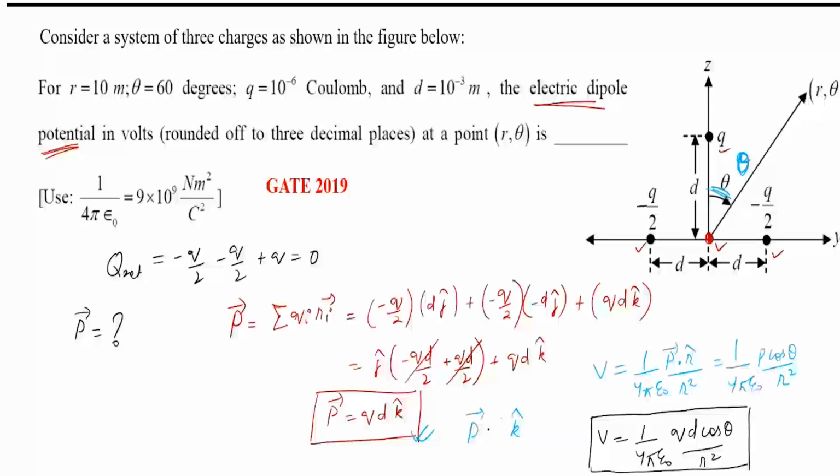See, P is in K direction, and the actual formula is like this. R direction is here, K direction is here. The angle between these two is theta, so I'm putting cos theta. So this was asked in GATE 2019.